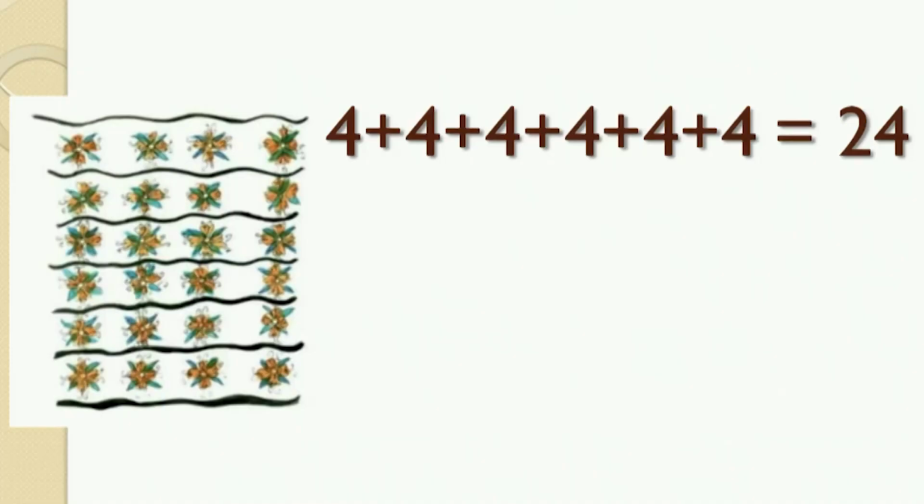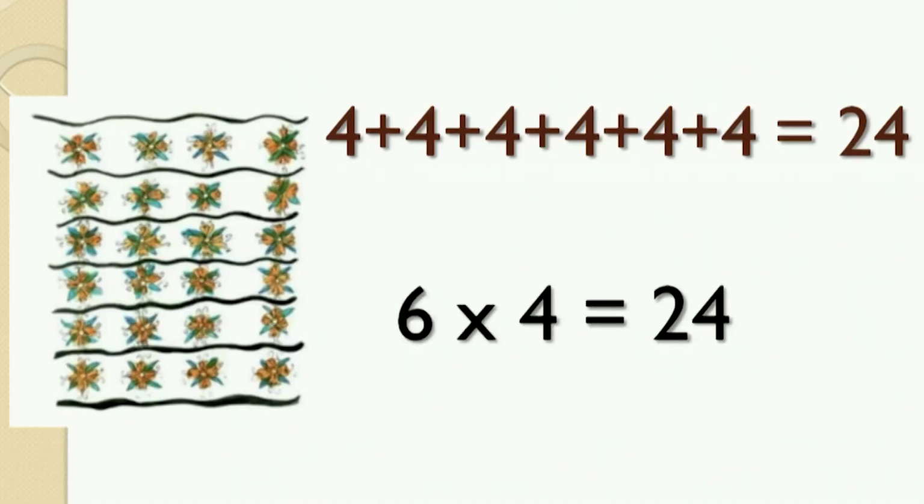So, what will you do this time? You will add 4 plus 4 plus 4 plus 4 plus 4 plus 4. So, what will be your answer? Your answer will be 24. When you have added 4 six times, you get the answer 24, or you can say 6 times 4 is equal to 24.